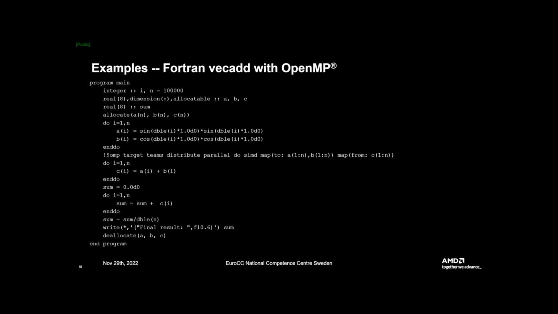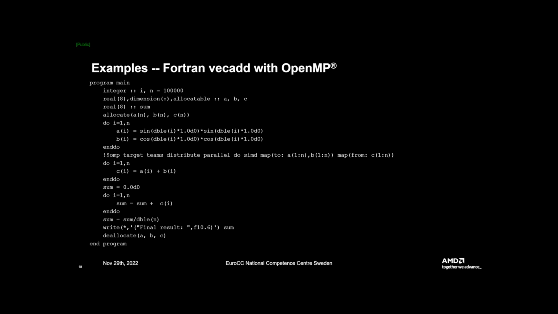So here is an example of a Fortran vector add with OpenMP. Let's first just look at this and see that it's fairly standard code. If we ignore the OpenMP directive, we basically have a loop where we are adding the vectors A and B, and the result is in the vector C.